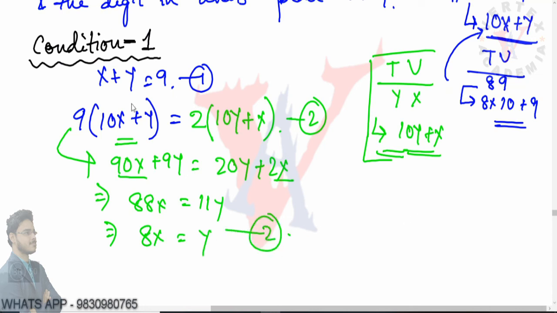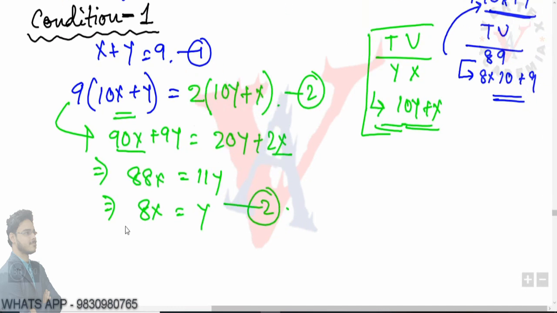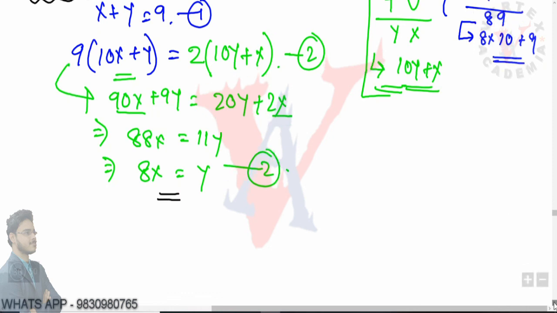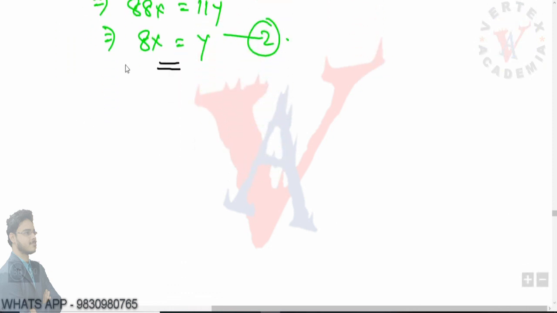Now we have to solve the two equations. Okay, let us solve it by elimination, because this is a very simple sum, and solving by substitution would be easier, but let us solve it by elimination for the sake of our understanding. So let us write the two equations first. It was x plus y equals 9. This is the first one, and the second one is 8x equals y.